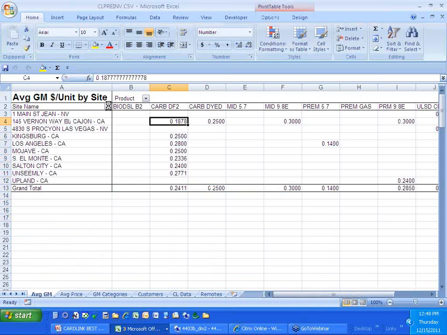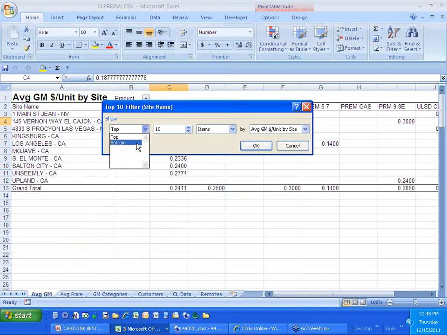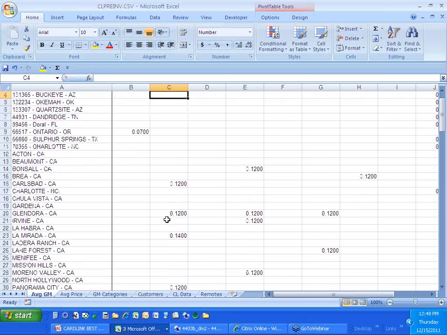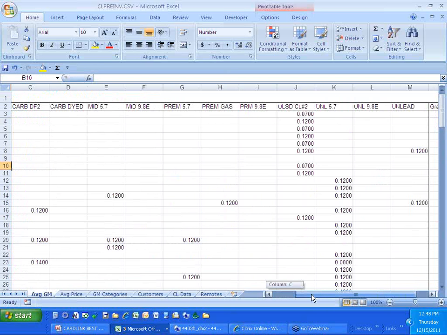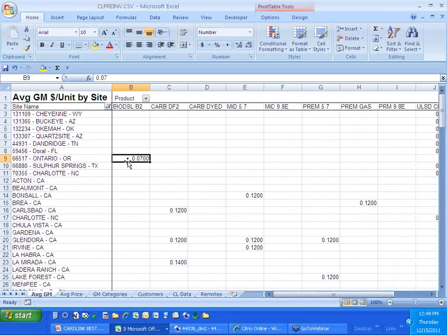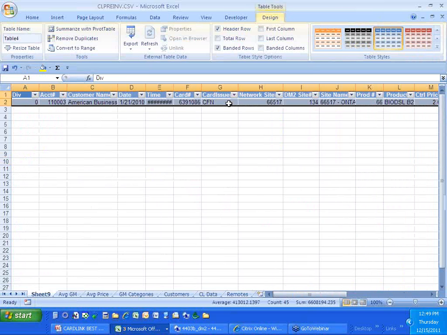By the same token, I could go back into value filters, go to top 10, and I want to see the bottom 10. These are the 10 sites where I got the worst margins. And the lowest one I see is 7 cents, so I'm not exactly going to go crying to the bank. But I do have margins, they're just not so hot. So I might want to look at that and see who that is.